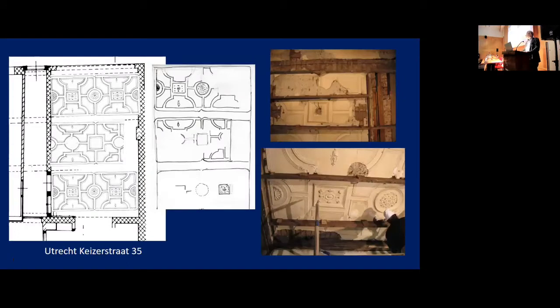In Utrecht, I found a lot of ceilings in this structure. You see on your right how we found it. I made an inventory of what was left, and we made a reconstruction on the left. That's very easy with the Renaissance stucco ceilings. They're symmetric, they have repeated elements, so with less knowledge, you can reconstruct them.